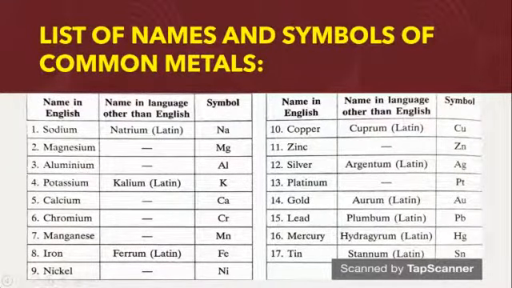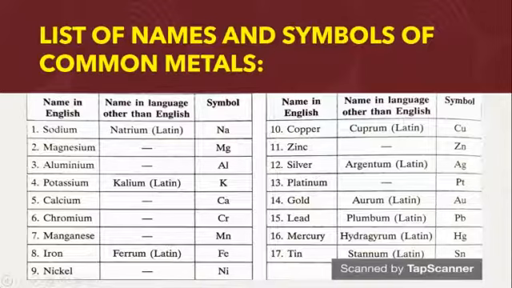Most of the elements and compounds, some have names other than English, so we take the symbol in that place. Let's take a look. Sodium is natrium, so we take it as Na, because natrium is the Latin name, and if there's a Latin name, we use the Latin name. Magnesium Mg, aluminium Al, potassium has a Latin name Kalium, K.